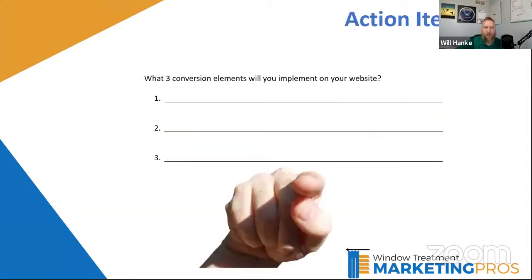So that is the big takeaway here: having the conversion elements on your site in the right places and making sure you're talking to the right customer. So what kind of conversion elements can you implement on your website? I've mentioned a lot of these. The easy one is logo top left, phone number top right, some sort of obvious button to schedule an appointment.